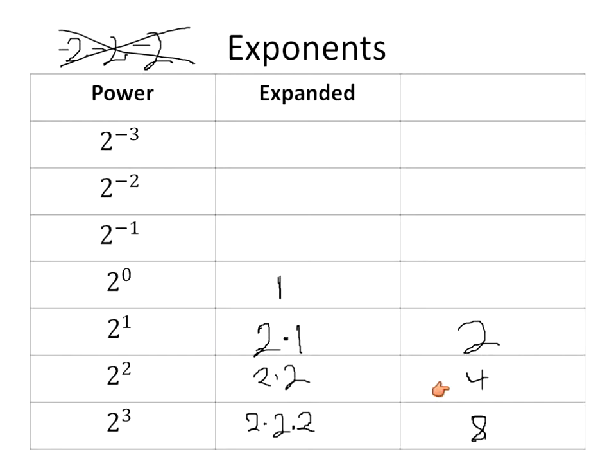Now, what's happening as I go from here to here? If I'm losing the 2 and I'm multiplying, what would I actually be doing mathematically? If I'm losing the multiply by 2, I would be dividing by 2. So 8 divided by 2 is 4. 4 divided by 2 is 2. 2 divided by 2, what do I get? I get 1. Okay?